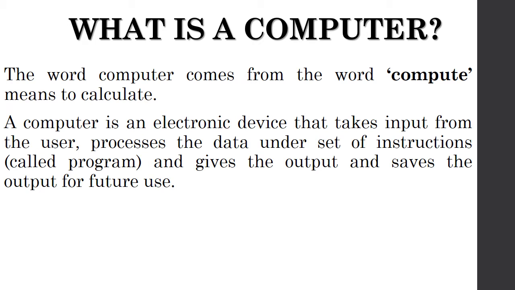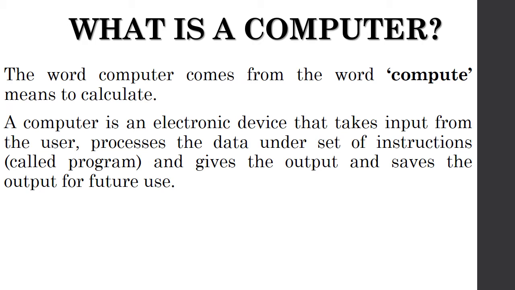So next, what is a computer? Before going to the definition of a computer, we shall see how the word computer came about. The word computer comes from the word compute, meaning to calculate. So we have got the word computer from a word called compute. Compute means to calculate, to perform calculations. Next, we shall see the definition of a computer.